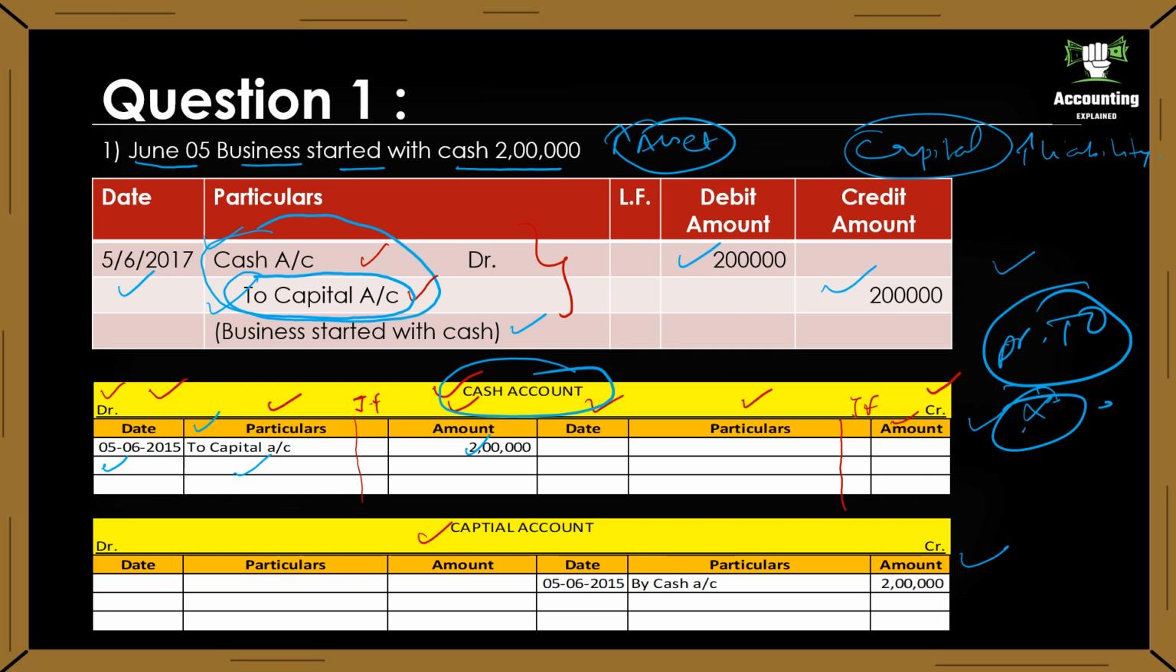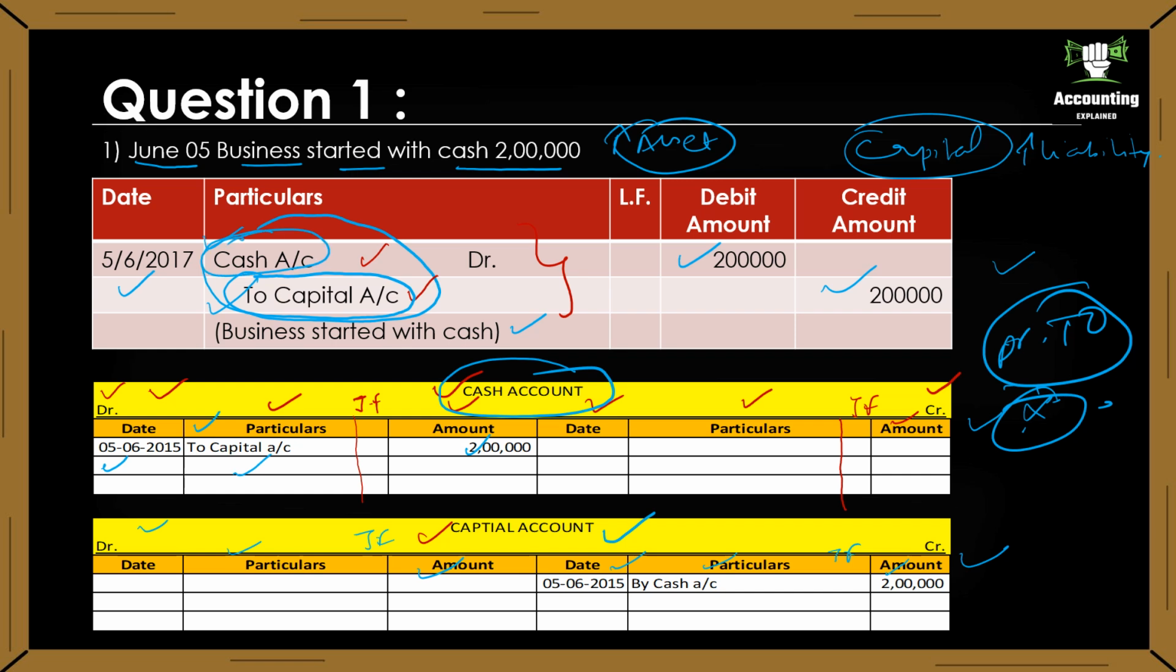Now another account involved is capital account. That also we are going to open. Okay, capital account. Same columns: date, particulars, JF, amount, date, particulars, JF, amount. Okay, here opposite of capital account what is there? Cash account.